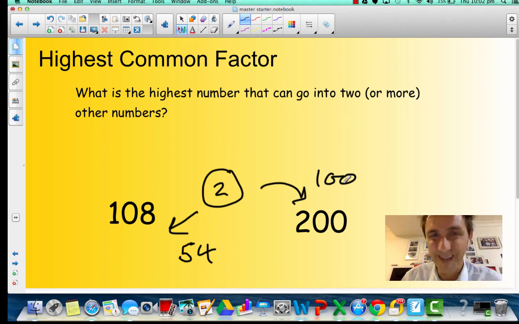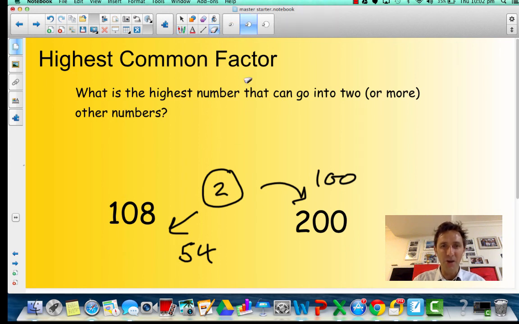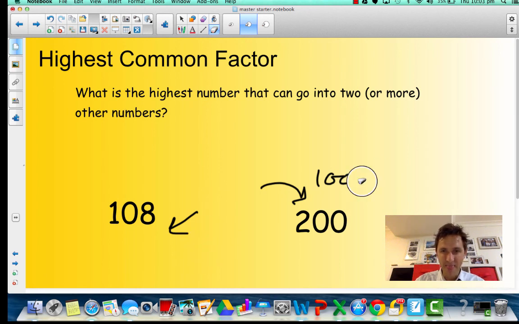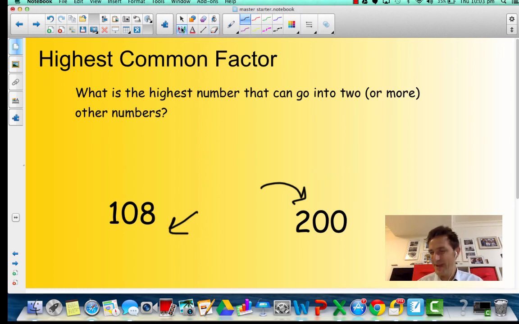I'm wrong, aren't I, Year 5 and Year 6? I wonder if you actually did find the highest common factor, and it's not 2. It's not 2. What is it? There is a number that goes into 108 and that goes into 200 that is higher than 2. Did you get it? Because I had to think about it.